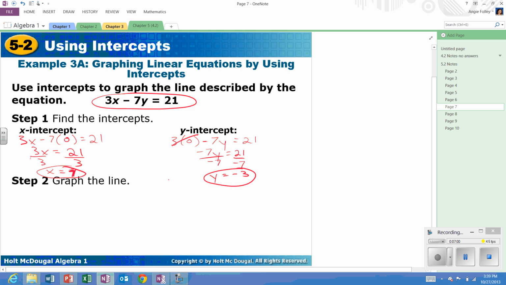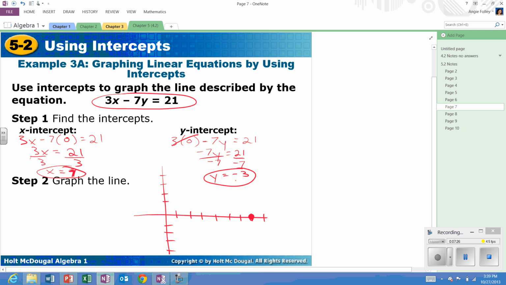Now, to plot our graph here. Our x-intercept is at x equals 7. So we're going to go over 1, 2, 3, 4, 5, 6, 7. And it's not up any because it's the x-intercept. It's wherever it passes the x-axis.